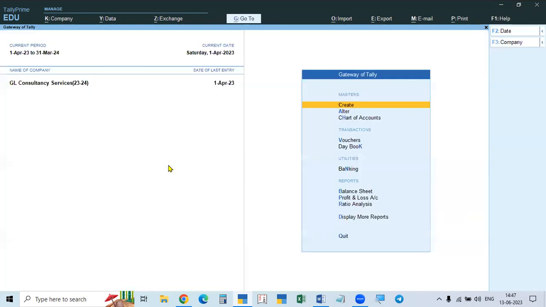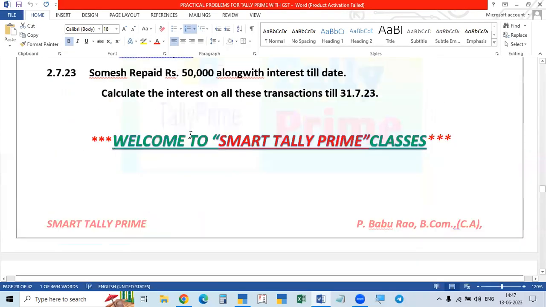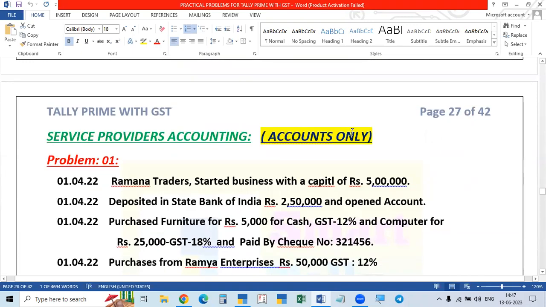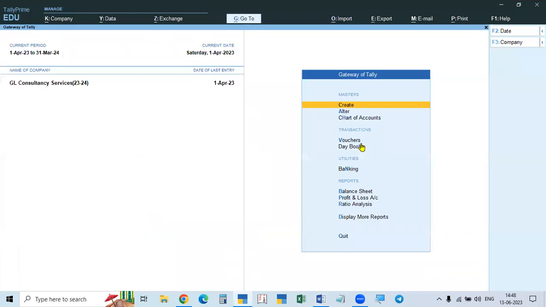Now, when you are making the entry, for goods or service, inventory is disabled, accounts only. That is why this is called accounts only. See, service providers' accounting is also called accounts only because we don't have goods, only accounts. So like that, you have to disable inventory and integrate accounts. These two accounts only must be enabled. And because tax is chargeable, tax is to be enabled.